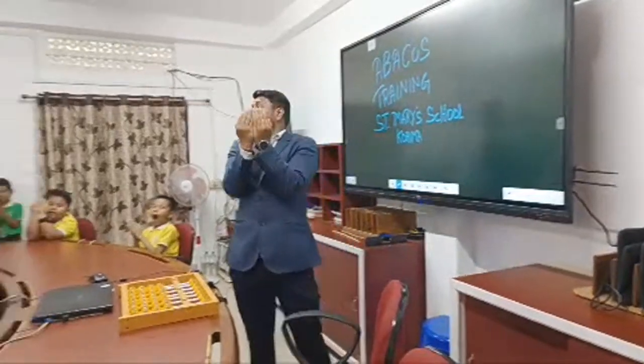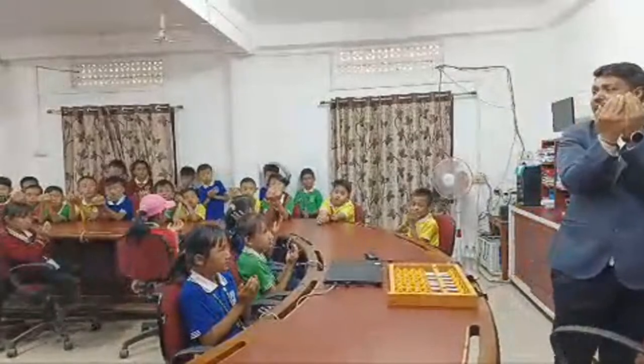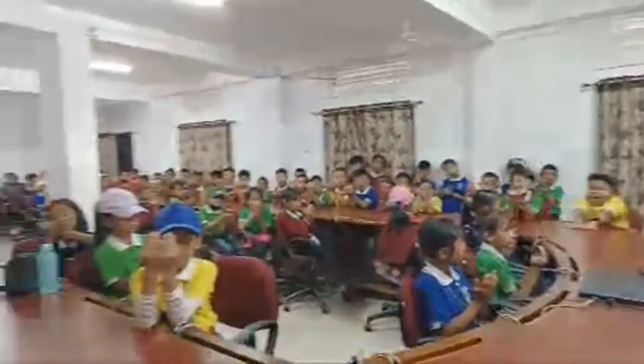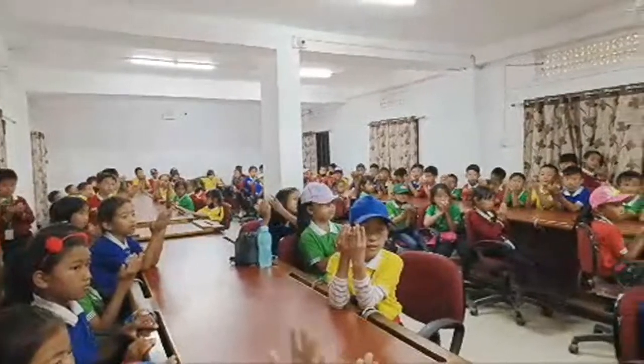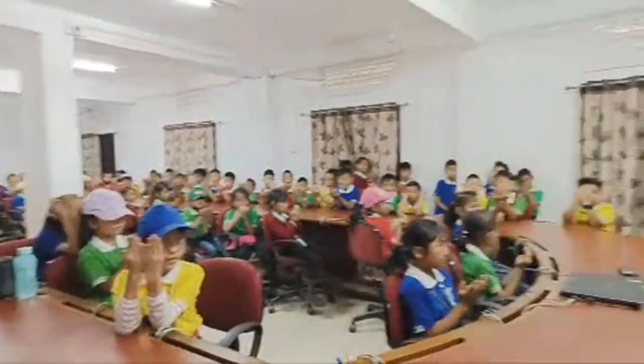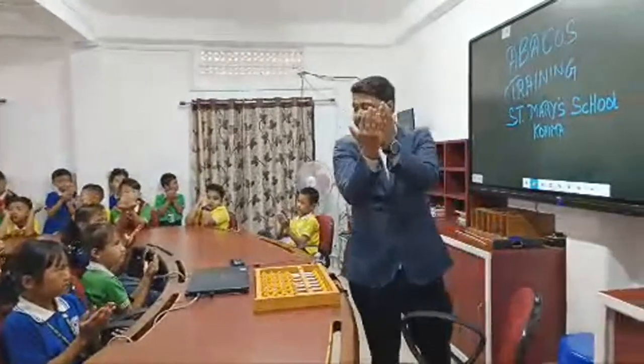Keep it like this. When I say 9 ones are, you will close only that finger which we gave number 1. Which finger did we give number 1? Thumb? Just close it. How many fingers are left? 9. What is 9 ones are? 9. Very good. Open it back again.